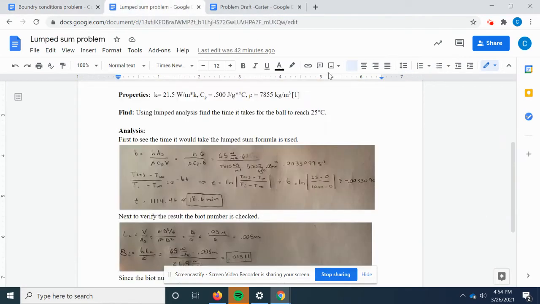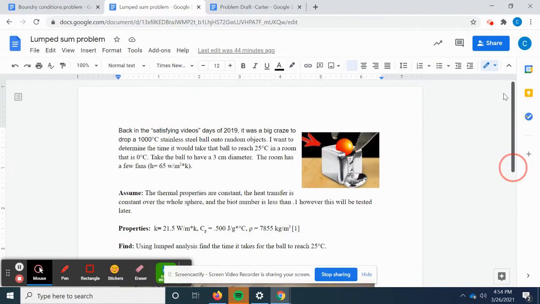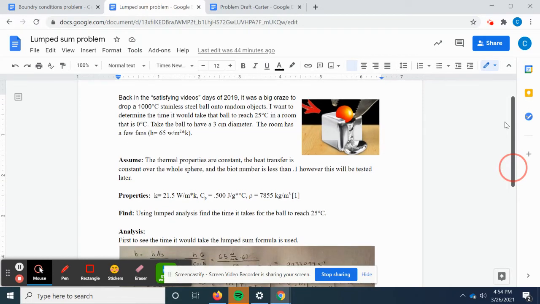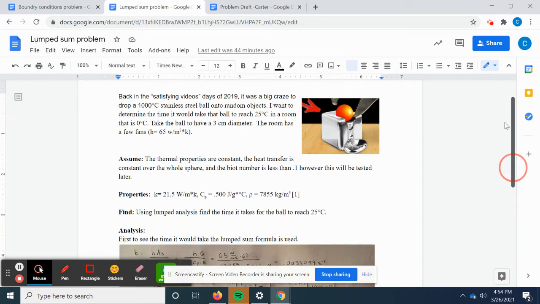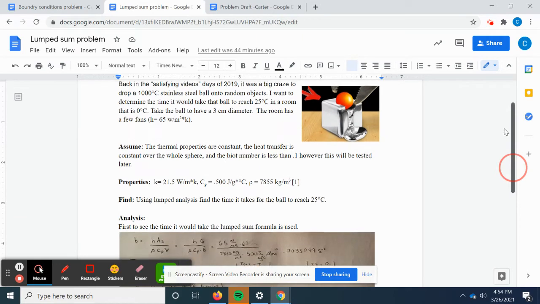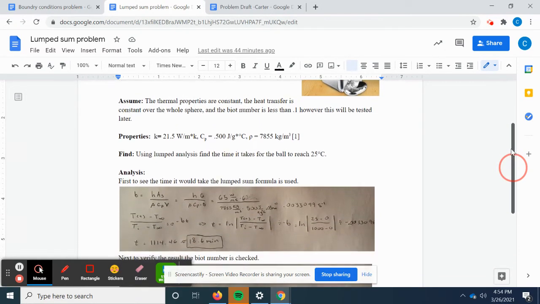My next problem is a lumped sum problem. It only covers the learning outcome of a lump sum. To do this problem, you have a 1,000-degree hot stainless steel ball that's cooled to 25 degrees, and we want to determine how long that takes. To do this, we must assume the thermal properties are constant, heat transfer is constant over the whole sphere, and that the Biot number is less than 0.1 for lumped analysis to apply.